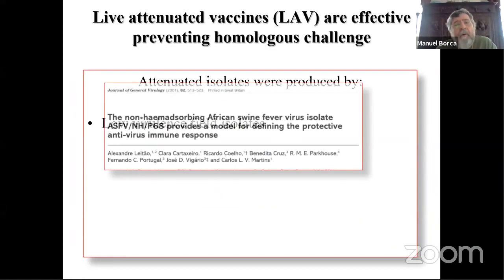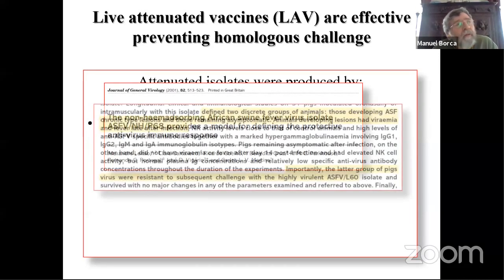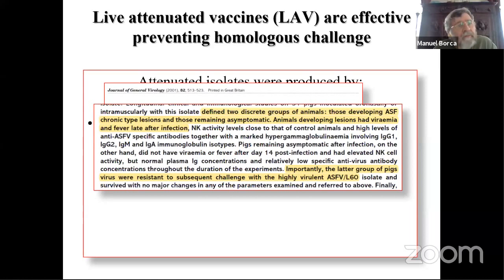Another example of these low virulent isolates is NHP68, which is also a non-hemadsorbing virus isolated in Portugal. Interestingly, half of the animals inoculated with this virus presented some kind of chronic form of disease. And the surviving pigs, or the pigs that were not heavily affected, were very well protected against challenge with a homologous isolate, the Lisbon 60.